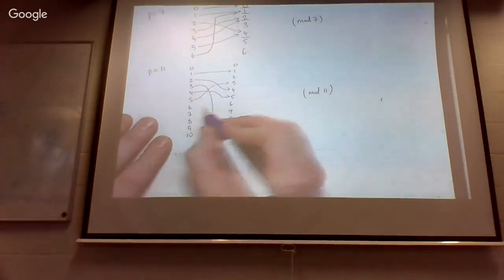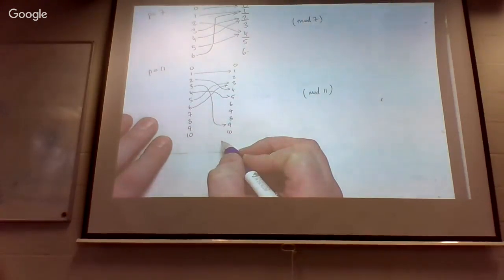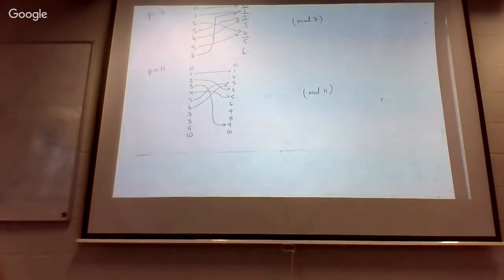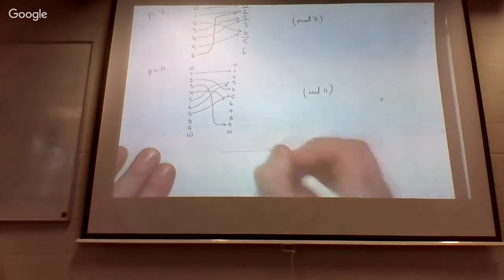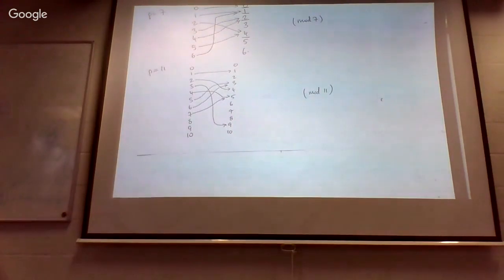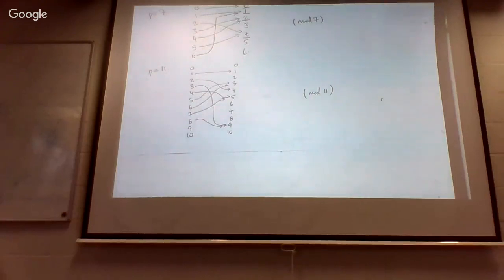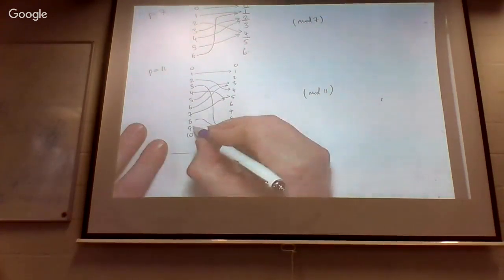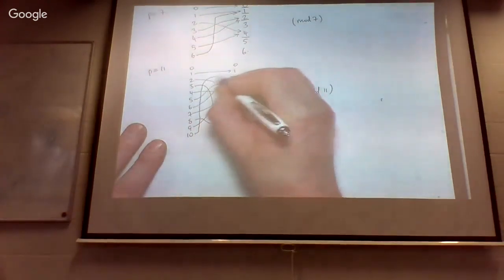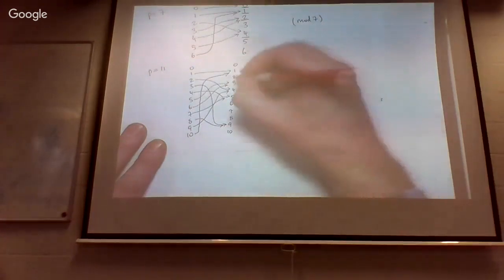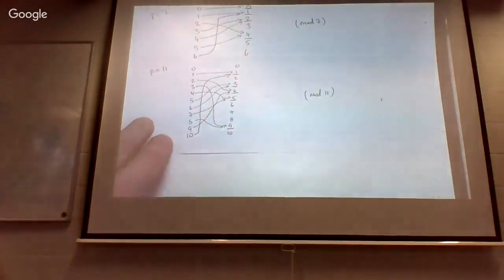5 squared is 25, which goes to 3. 6 squared is 36, which also goes to 3. 7 squared is 49, which goes to 5. 8 squared is 64, which goes to 9 as well. 9 squared is 81, which goes to 4. 10 is minus 1, so it's going to be 1 as well. So again, 1, 3, 4, 5, 9.